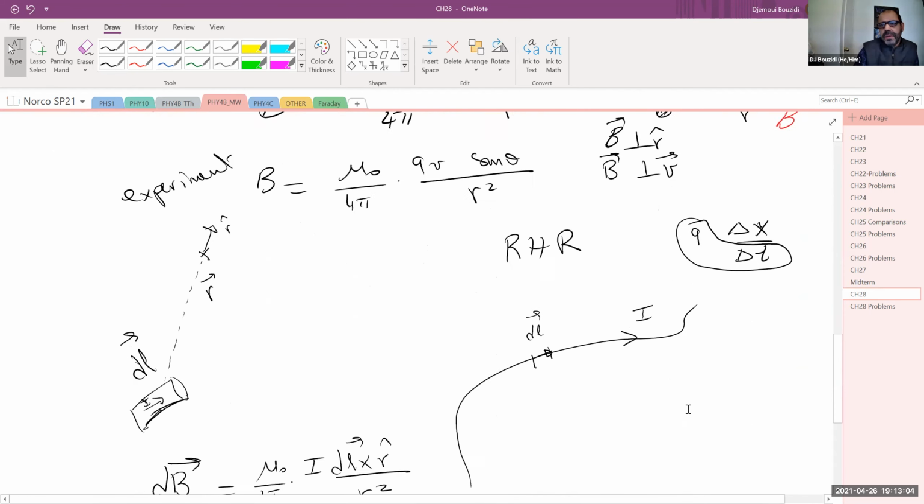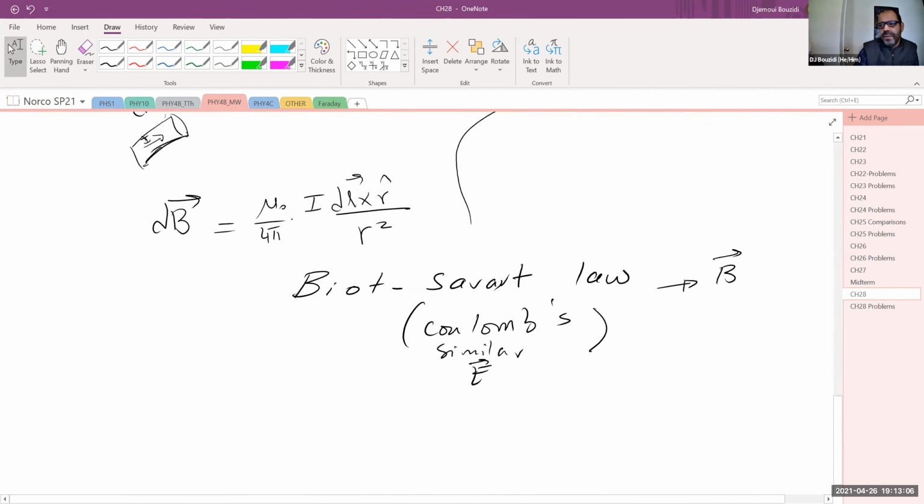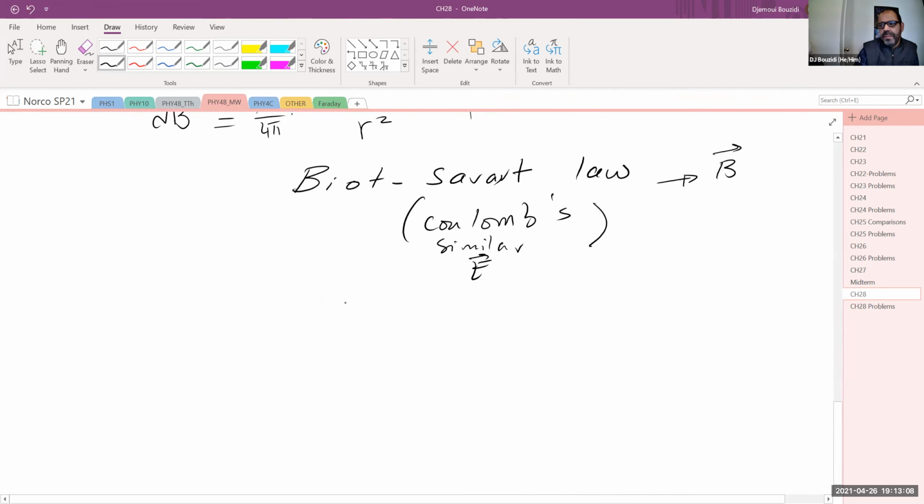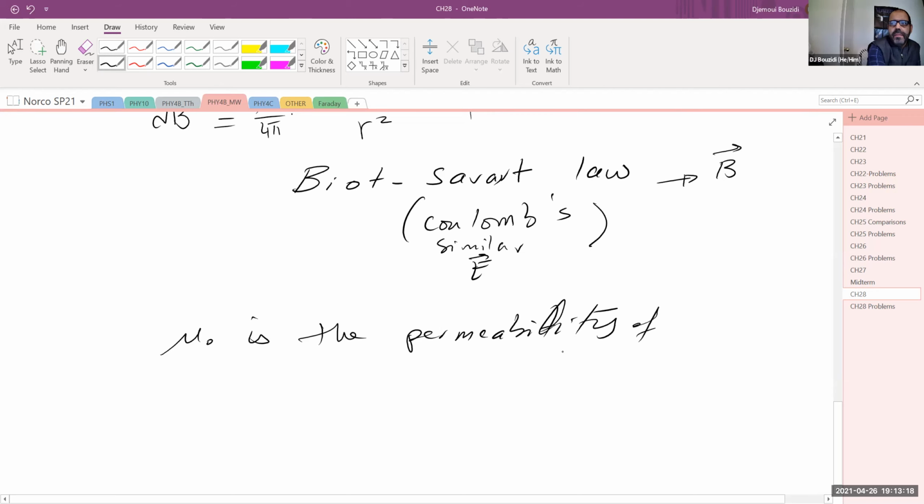So mu naught is the permeability of the medium. We're still not doing any theory at all. This is just experiment, okay, of the medium. I'm sorry, mu naught is equal to 4 pi times 10 to the negative 7.